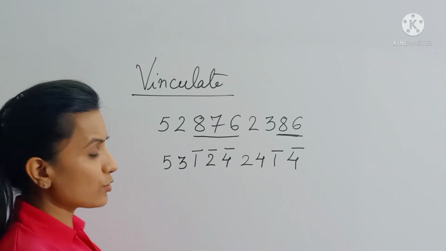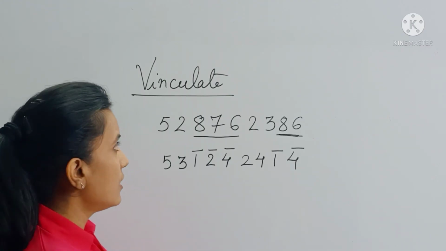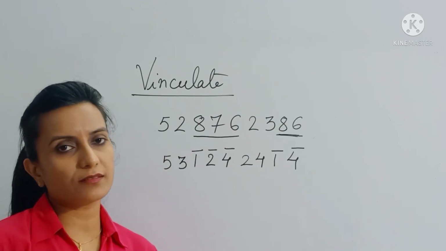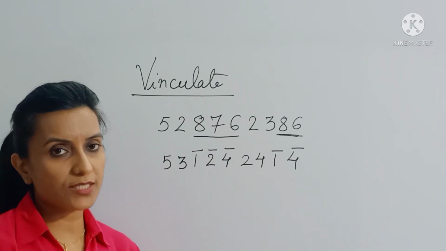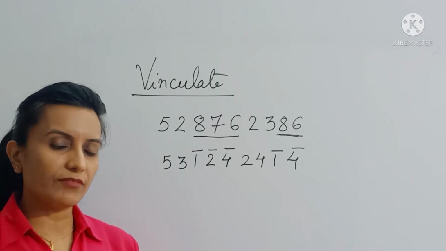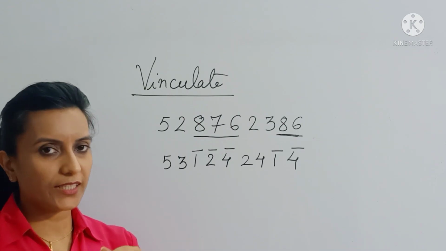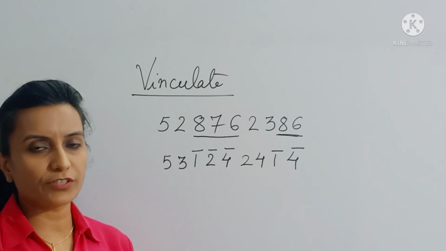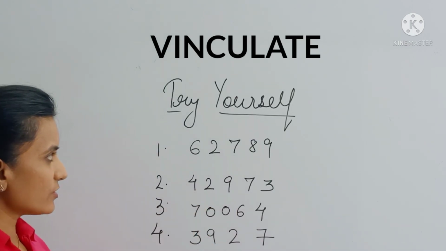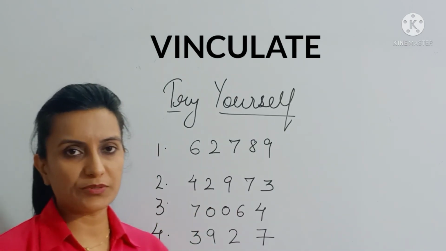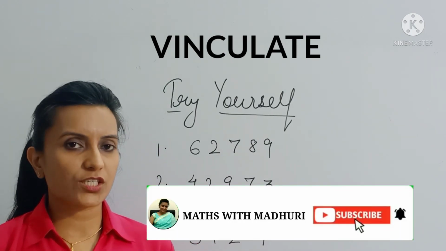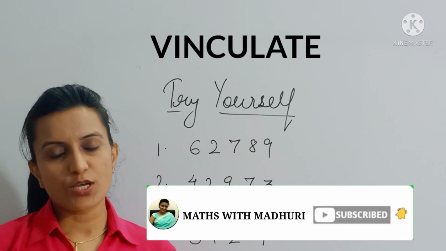Alright. So I hope you have understood this vinculation. But yes, you must be thinking, why are we vinculating these numbers, right? And how does it help to increase the calculation speed? So don't worry, I will make a separate video on that, and then you will understand the importance of vinculation. So that's it for today. You can practice these questions, you can practice how to vinculate a number, and then in the next video I will cover how to use vinculation to increase the calculation speed.